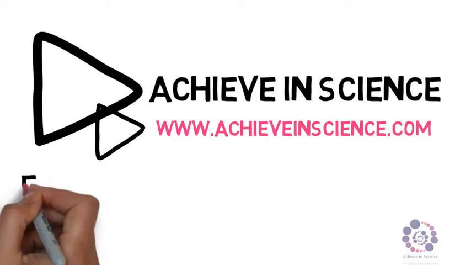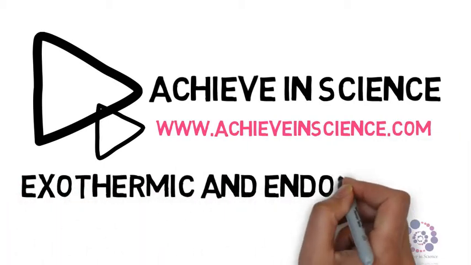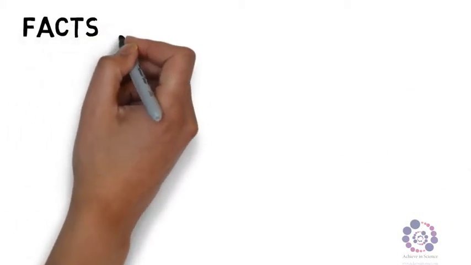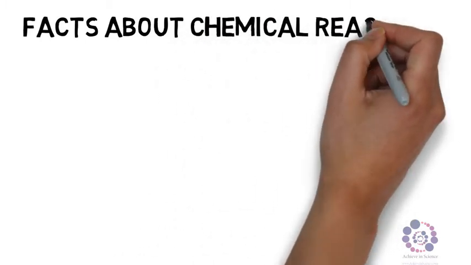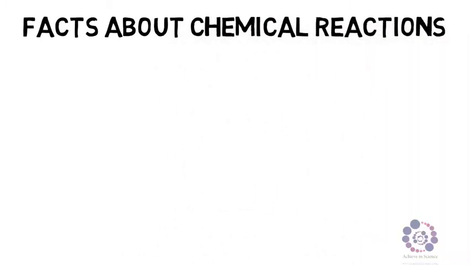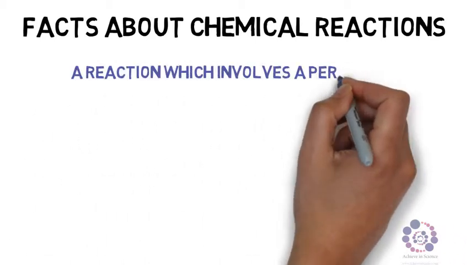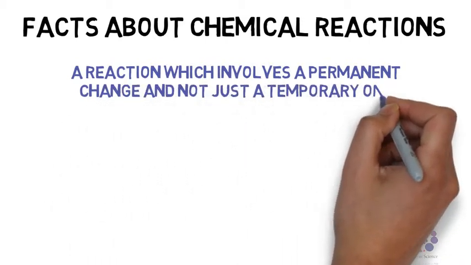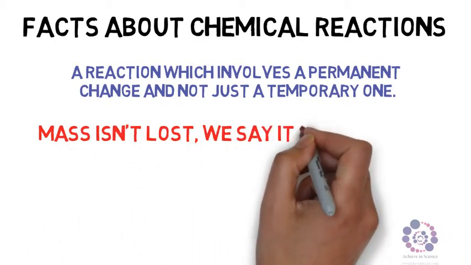This video is going to look at exothermic and endothermic reactions. First of all, let us begin by looking at some facts about chemical reactions. A chemical reaction is something that involves a permanent change and not just a temporary one. Within a chemical reaction, mass isn't lost. Instead, we say that mass is conserved.